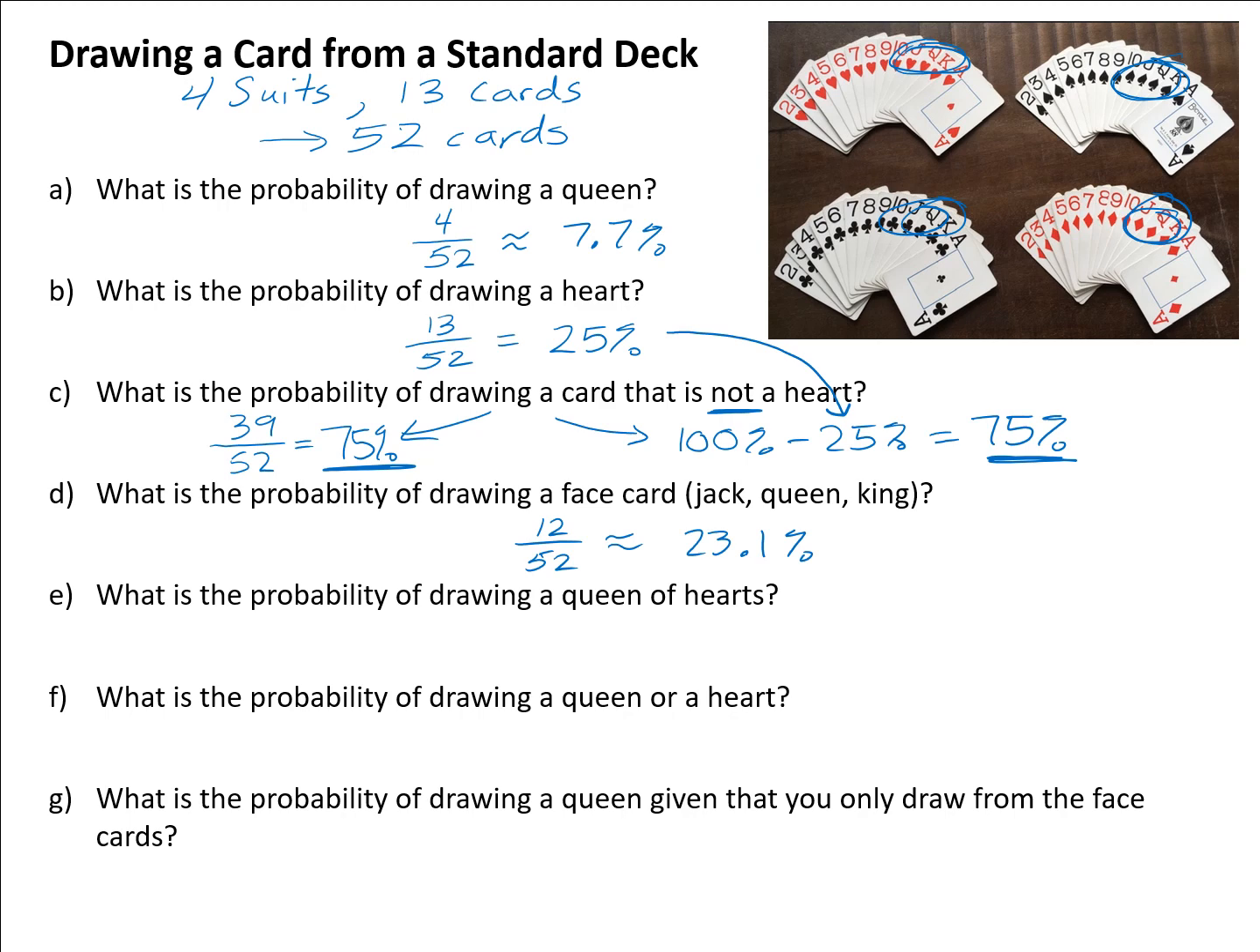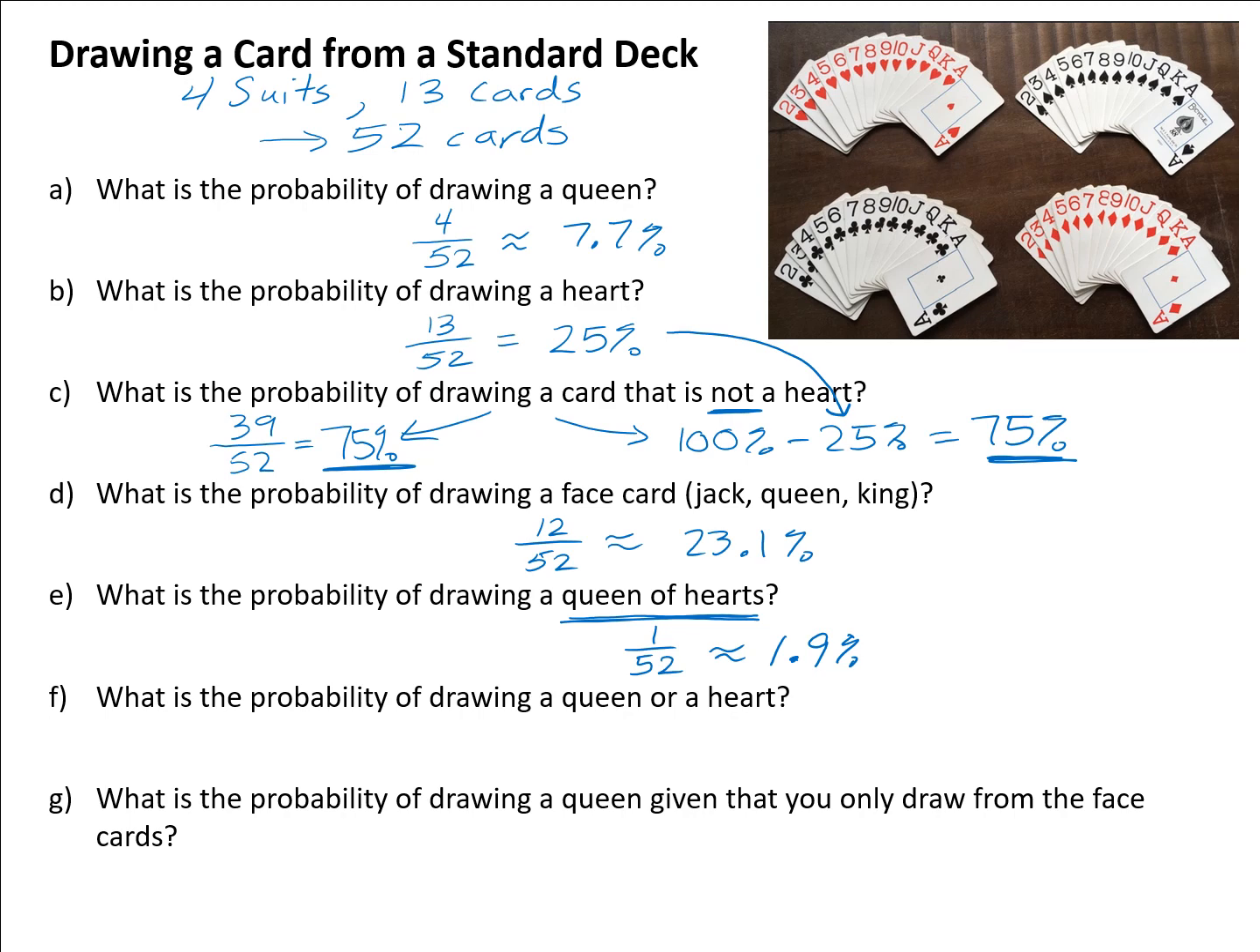What is the probability of drawing a queen of hearts? Now, we're being very specific. We're talking about a queen specifically of hearts. There is only one queen of hearts in the entire deck. Only one card that is both a queen and a heart. So that's 1 out of 52 possibilities. 1 divided by 52 is a chance of 1.9%. So you've got a 1.9% chance of getting specifically the queen of hearts.